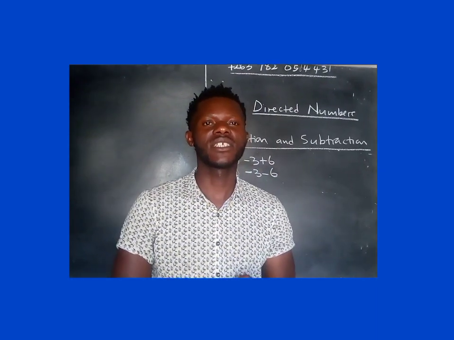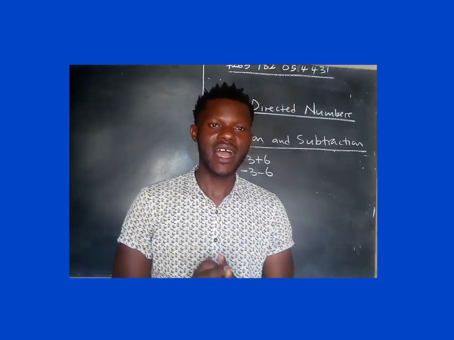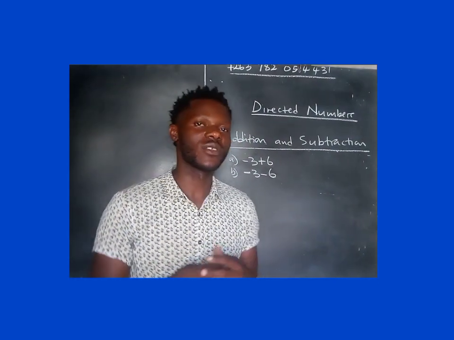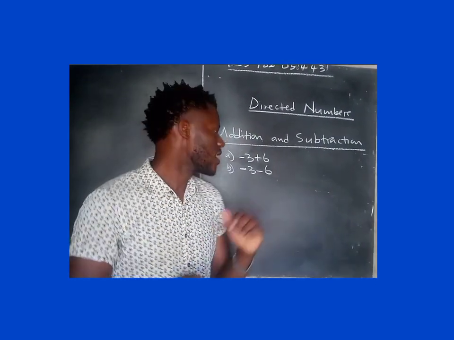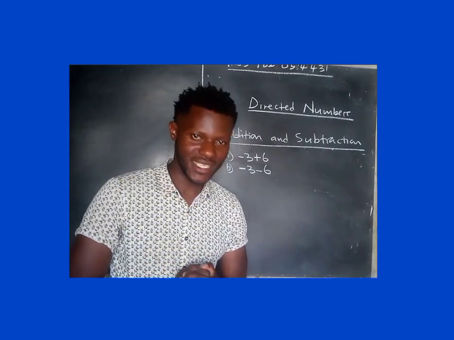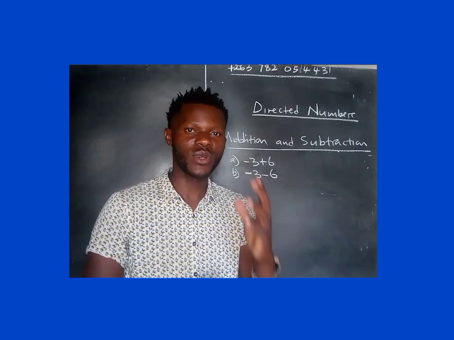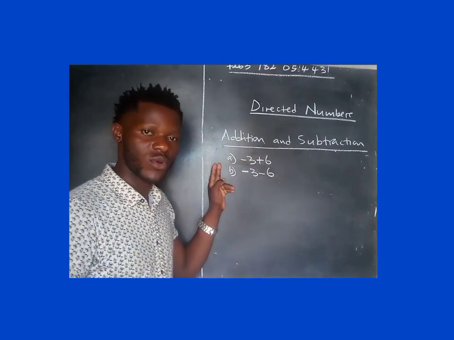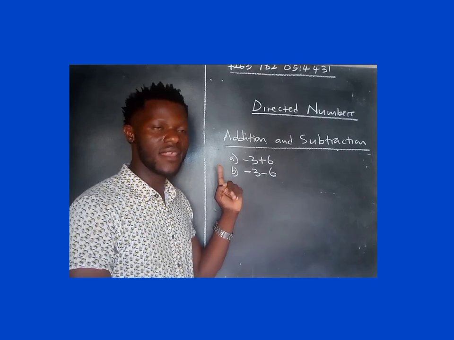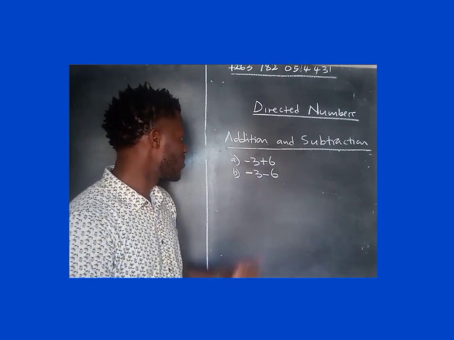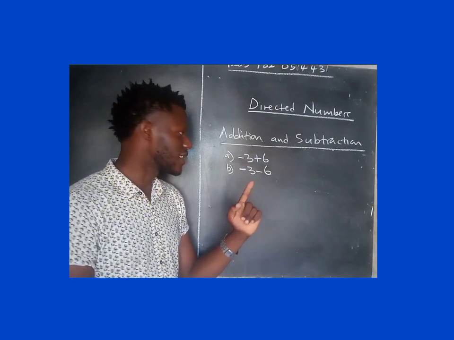Addition and subtraction of directed numbers. I'm going to take you through some of the skills that we can use when solving problems involving directed numbers. How to add and subtract numbers that involve positives and negatives, like this. Look at these two examples. In example A, we have minus 3 plus 6. In example B, we have minus 3 minus 6.